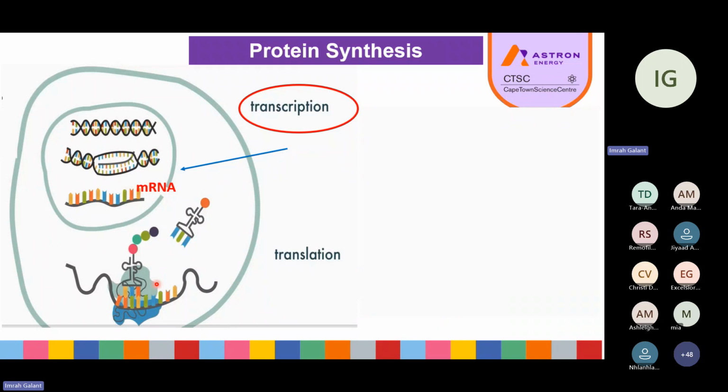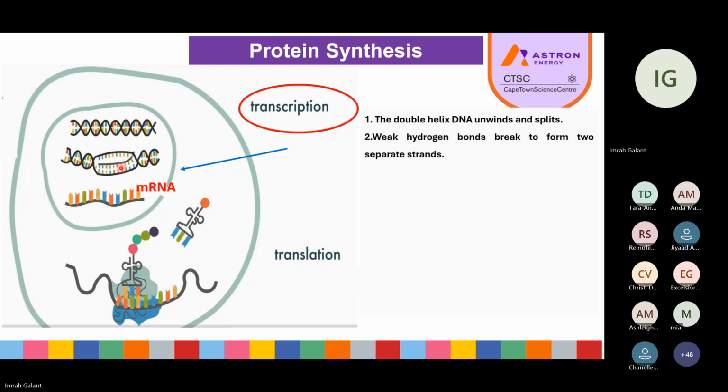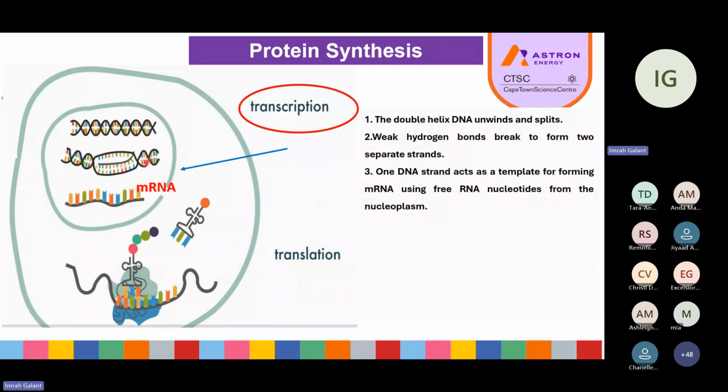Okay, so first thing, again, it starts off similar to DNA replication. The double helix DNA begins to unwind and it splits over here. Then the weak hydrogen bonds break to form two separate strands. Then one DNA strand will now act as a template for forming your mRNA, which is this over here.